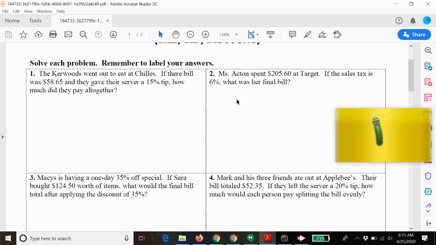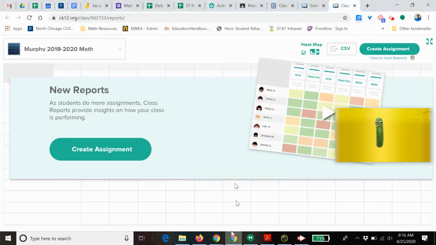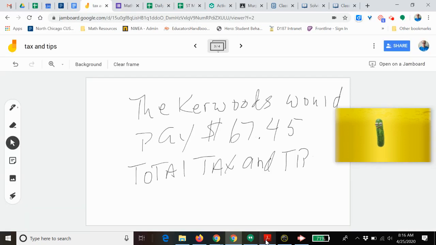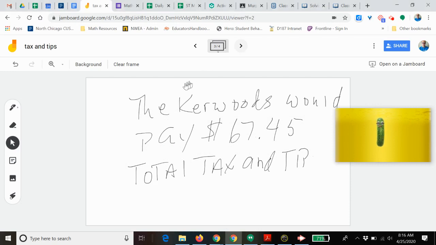So Mrs. Acton spent $205.60 at Target. If the sales tax is 6%, what was her final bill? Oh, Mrs. Acton. So let's take a look at what that means. So we have $205.60 at Target.